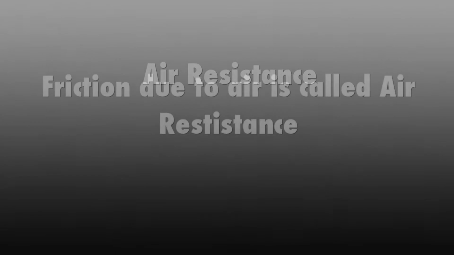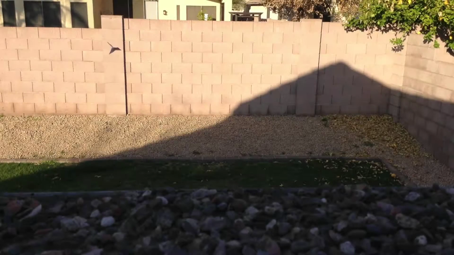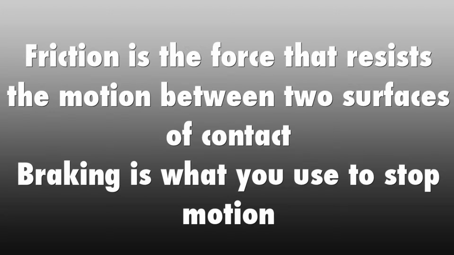Air resistance. Friction due to air is called air resistance. The paper airplane has air resistance. Friction and braking. Friction is the force that resists the motion between two surfaces of contact. Braking is what you use to stop motion.